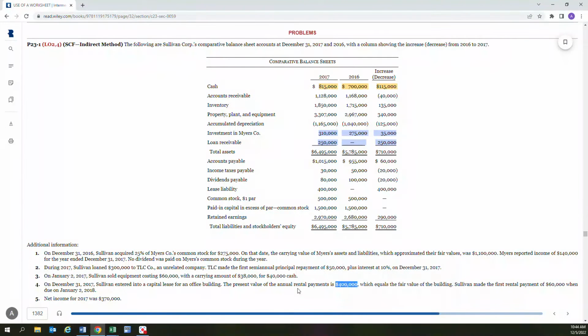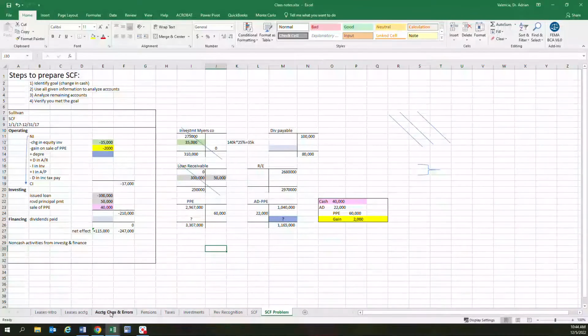So that could explain what the difference is in property, plant, and equipment, except that we did not have to pay cash out. This is a lease. So this might end up in a non-cash activity. So let's go ahead and look at it. So they're telling us that $400,000 came in here.